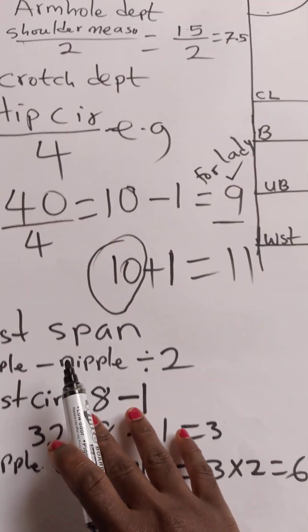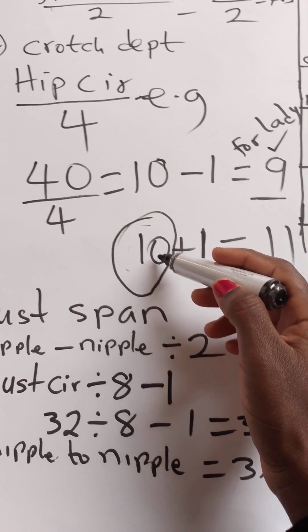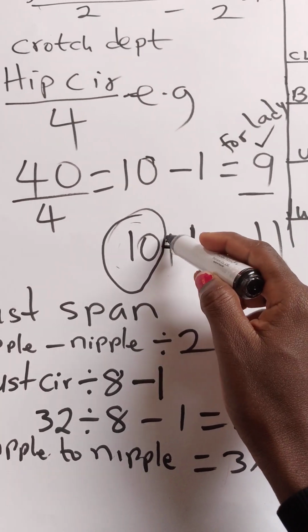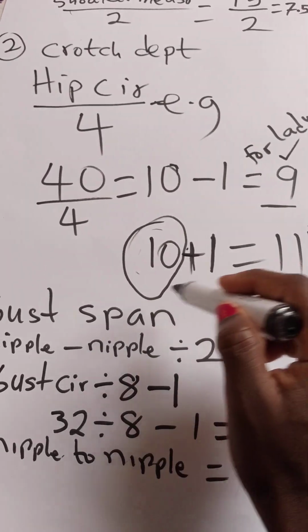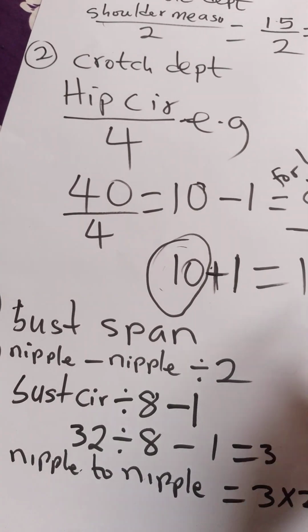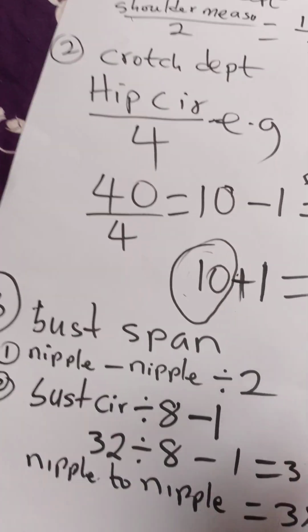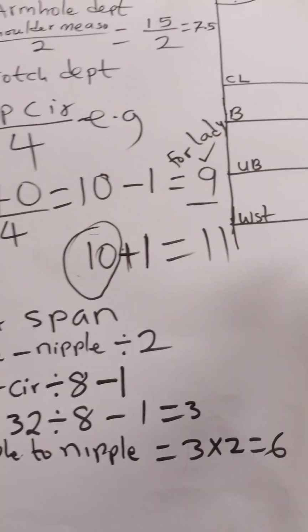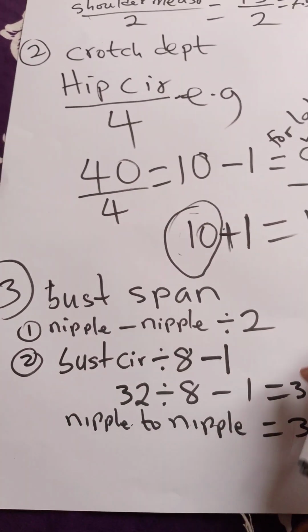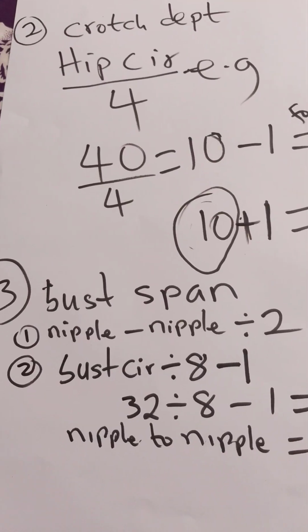But if it's for a man, I can choose to use the 10 as this, or I add 1 to it to make it 11 for ease. You know, a man's trouser is supposed to be really free at the crotch level. So this is all for crotch depth. And coming to number 3, bust span.